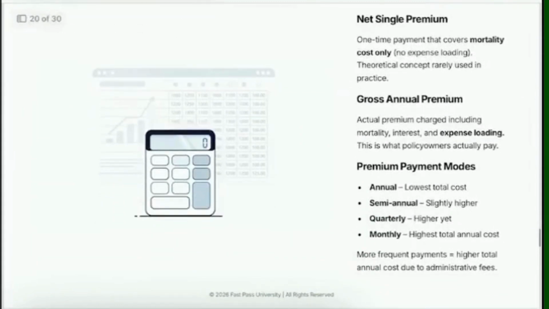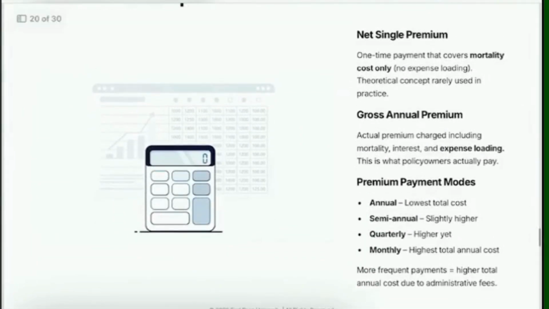Okay. Premium concepts. There are a couple different ways to pay premium. So net single premium, a one-time payment that covers mortality costs only, no expense loading. Theoretical concept rarely used in practice. So it is a one-time payment that is made, the policy is completely paid up.